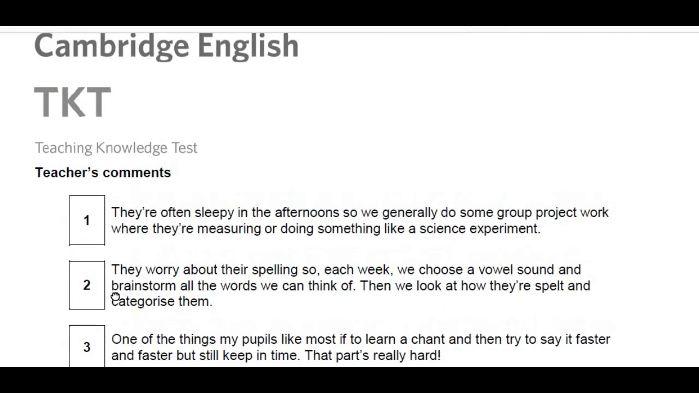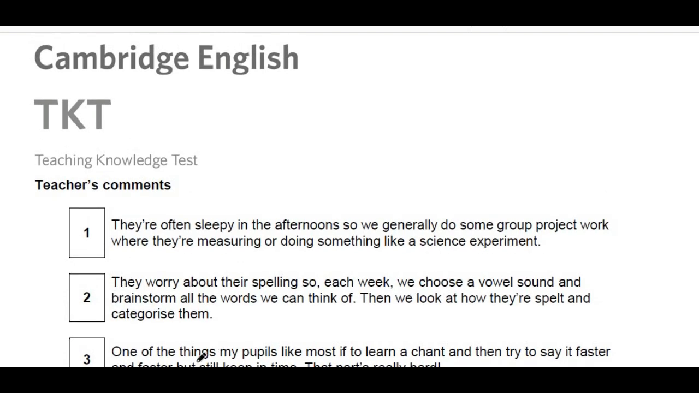All right, let's start from the first one. What is the teacher's comment? Number 1 says they're often sleepy in the afternoon, so we generally do some group project work where they're measuring or doing something like a science experiment. Now it's very simple. I'm not going to go up to the top part, but you can tell that this has to do with physical movement and activity, so the answer to number 1 is F.